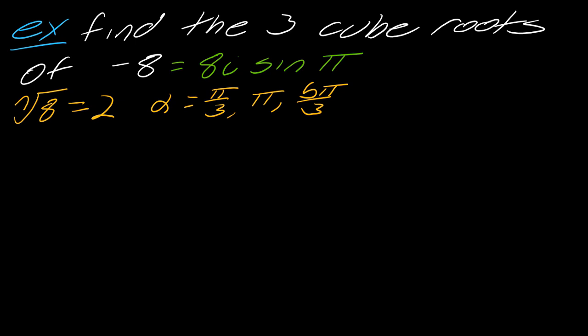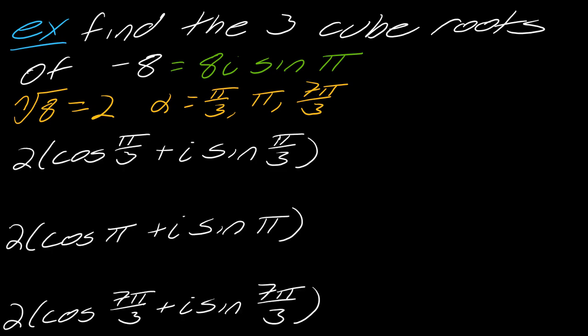And now, basically, I just fill these in for my roots. So I've got this nth root of 8. This is going to be what I put in the place of r. And then notice I cycle through each different alpha. So this is cosine pi over 3 plus i sine pi over 3. And then this is cosine pi plus i sine pi.